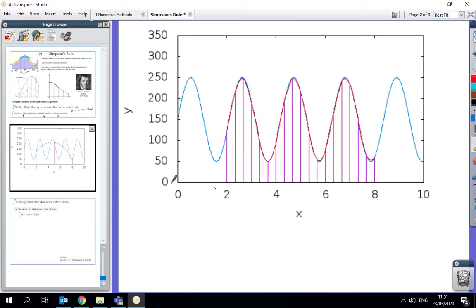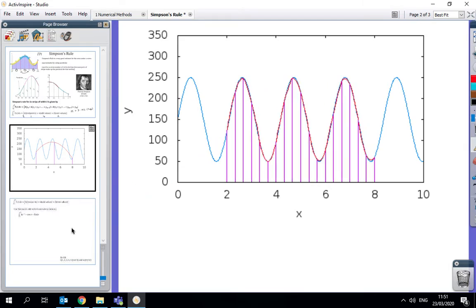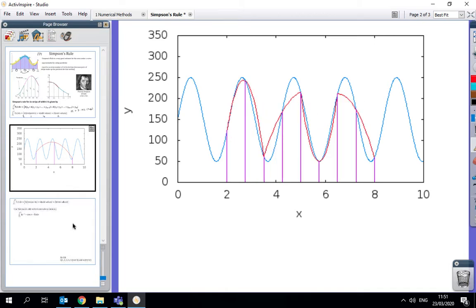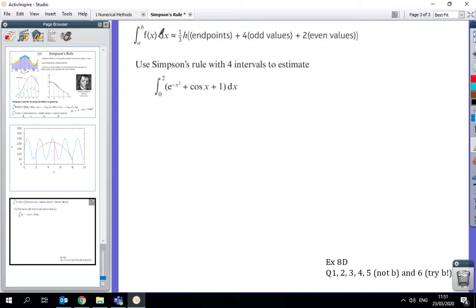So I'm actually just going to do one example on this because it's just about using the formula, and then I think that you guys should be good to do this last part, and I'm just going to leave you with this amount of work to do today. So I've got a reminder of what the formula is up here, and we're going to use Simpson's rule with 4 intervals to estimate this particular thing that we've got here.